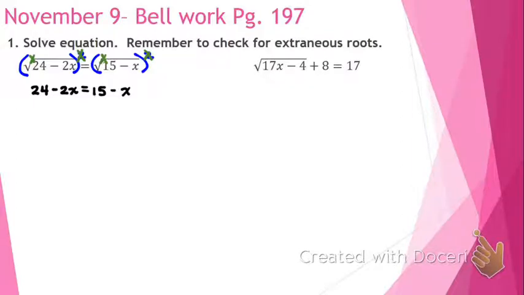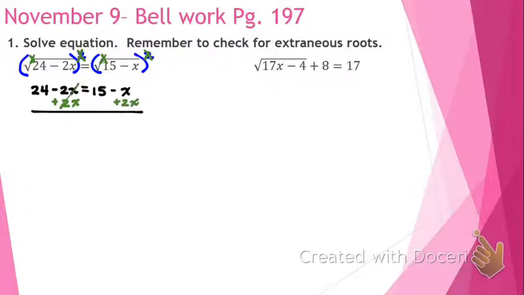What would I want to do next? What's my goal? Get x by itself. So we need to get the x's to the same side. They're on two different sides right now. How can I get the x's to the same side? Add it. What do you want me to add? 2x to both sides. It's going to make it cancel on the left.